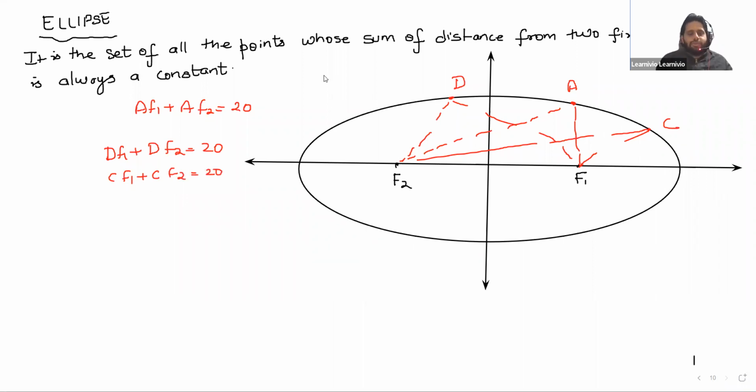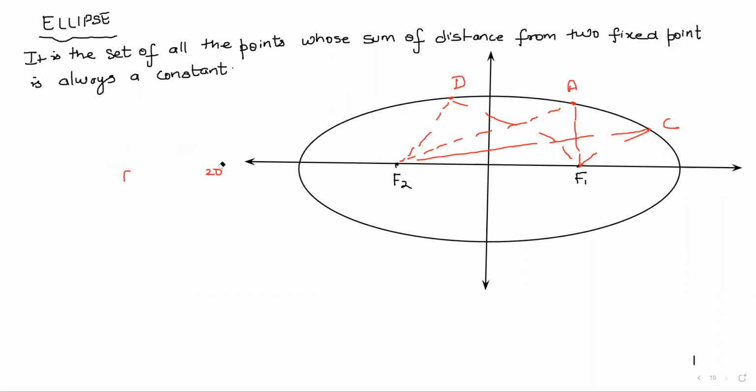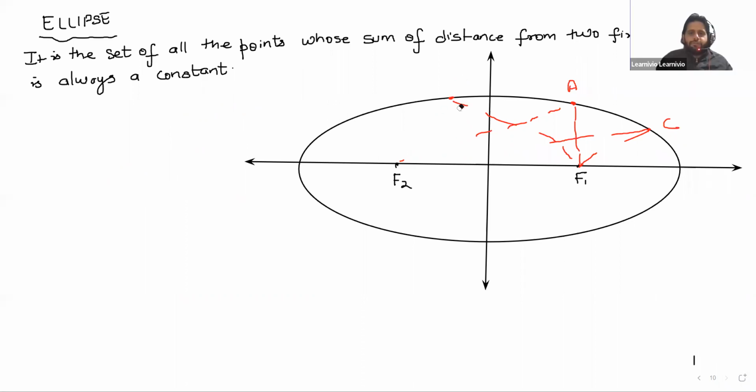So what is the ellipse? It is a set of all the points whose sum of distance from two fixed points is always a constant. Utvika, Krishna, Yusra, is this clear, what the ellipse is? Yes, sir. Okay, very good. So the ellipse is the set of all the points whose sum of distance from two fixed points is always a constant.